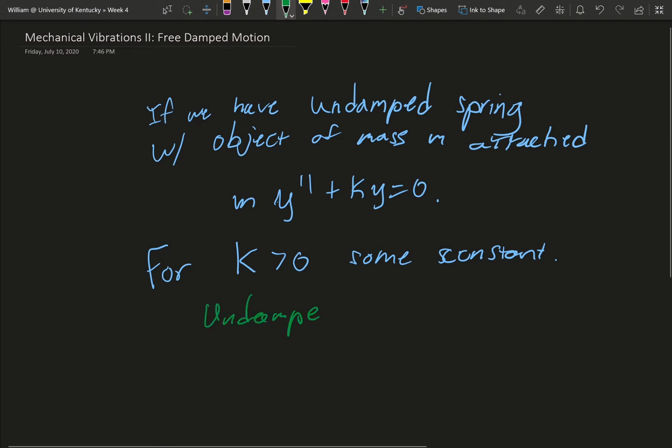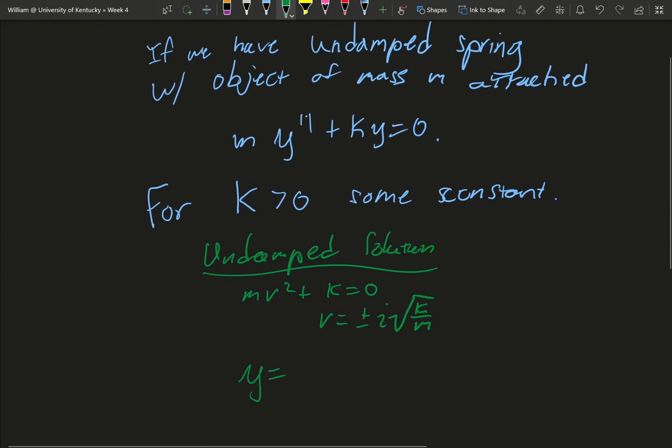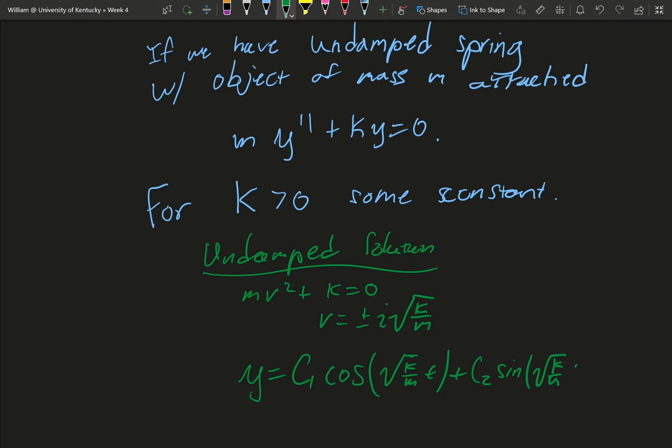And if we look at the solutions of this, we're just going to have mr squared plus k equals 0. So r is equal to plus or minus i times the square root of k over m, and y is equal to c1 times cosine of square root of k over m t plus c2 sine of square root of k over m t.